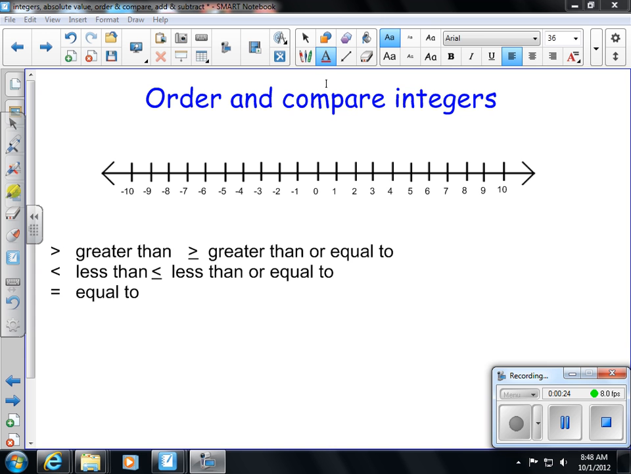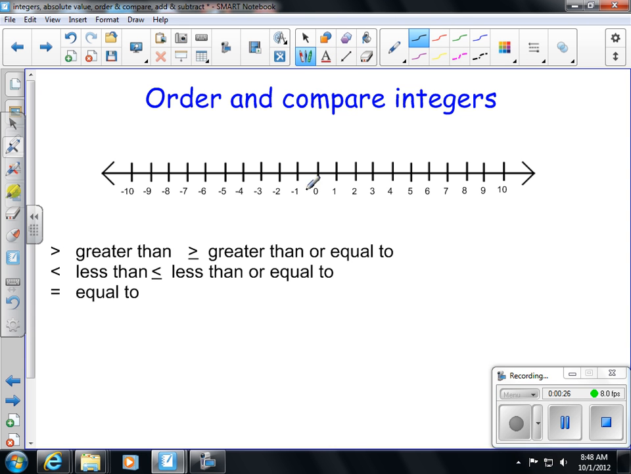Now, when we compare and order integers, I want you to do something. I want you to think of the numbers as money. So put some dollar signs around here. When you think of money and we're comparing integers, I think it'll help you associate where do I want to be. If it's something that is a good thing, then it's probably going to be a greater situation, as opposed to when we get to the negative side.